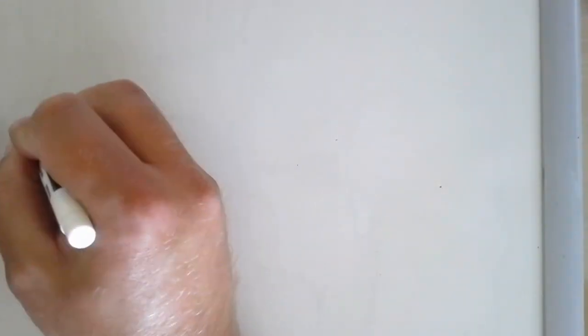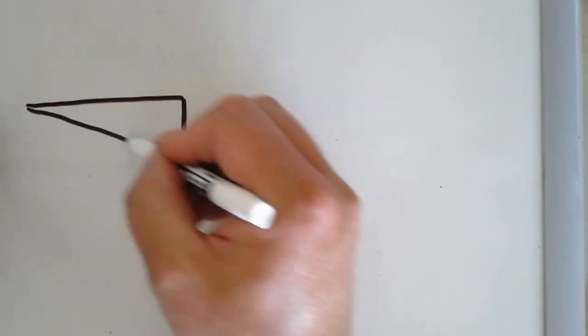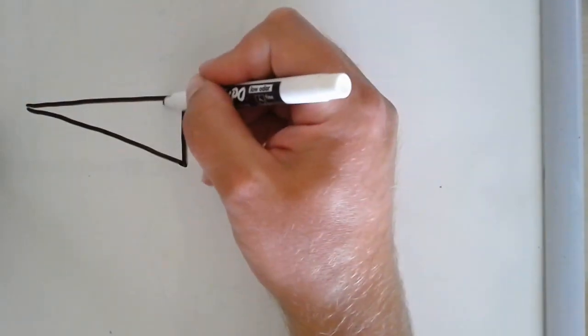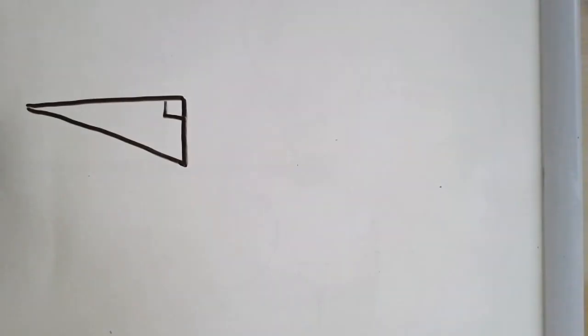Let me just draw the triangle. So we're testing to see if this is a right triangle. So really, this part right here is a question mark. Is it 90 degrees? And then the side lengths that we were given are the following.